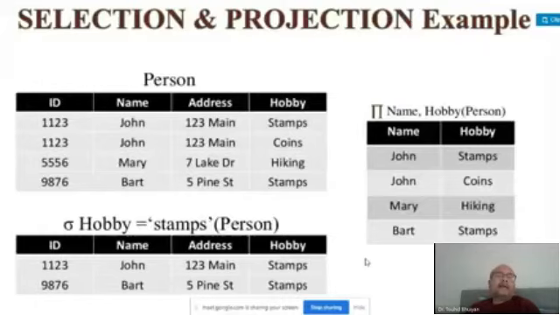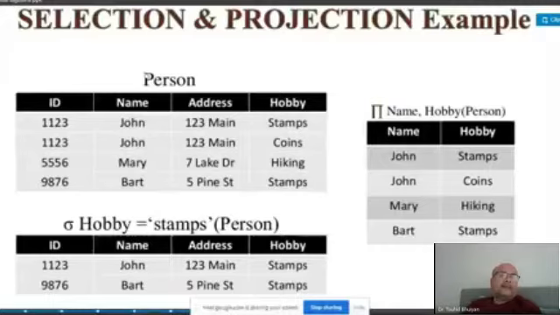Now, there is a table, an input table given, called person. This table contains 4 columns: ID, name, address, and hobby, the hobby of those people. So person is a relation. Relation means table. Person is a relation which has 4 columns: ID, name, address, and hobby.